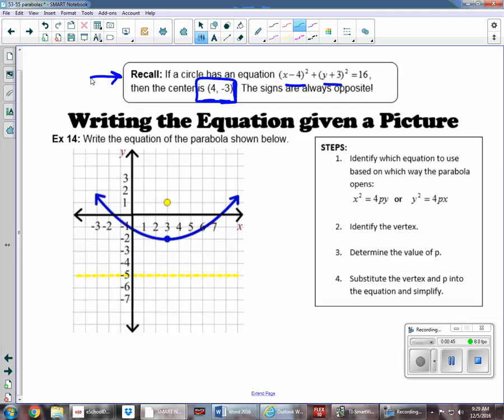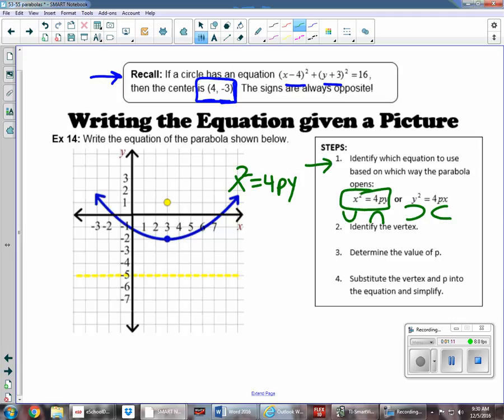So if you look at example 14, I first am going to look at step 1 and identify whether it's an x squared or a y squared parabola. This parabola is x squared. The reason I know that is because it opens upward. X squared parabolas open either upward or downward, whereas y squared parabolas open left or right.